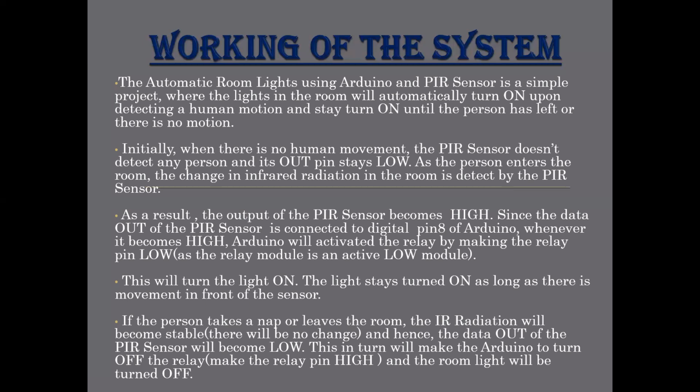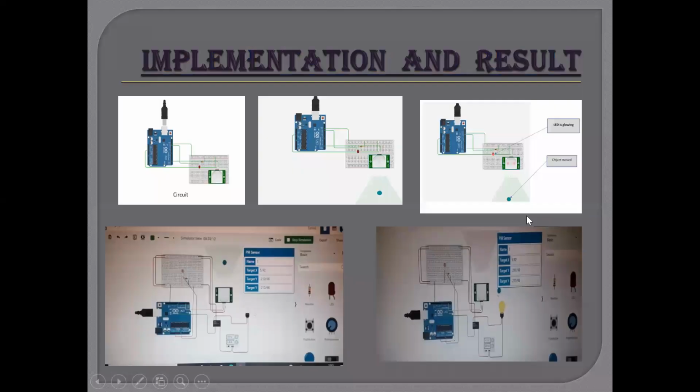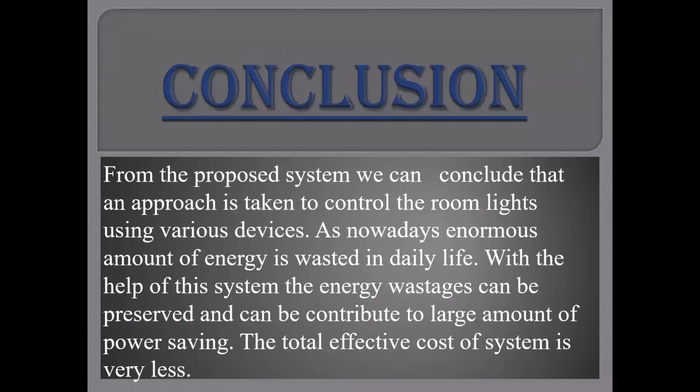Since the data out of the PIR sensor is connected to digital pin 8 of the Arduino, the Arduino will activate the relay by making the pin low. This will turn on the light. The light stays on as long as there is a person moving in front of the sensor. This is all about the working of the room lighting system.